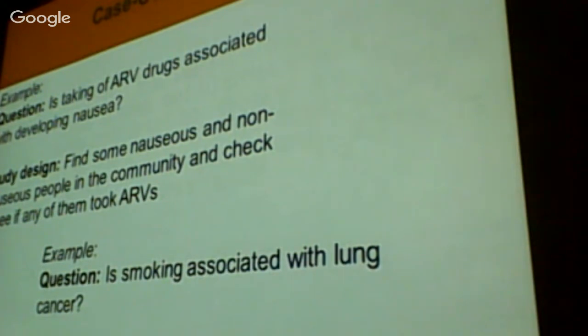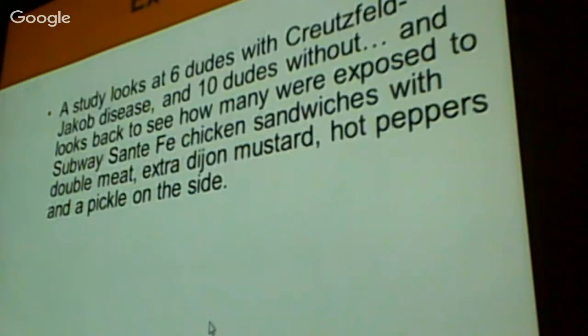How would I do the same question using a cohort design? The exposure is the drugs, and the outcome is nausea. Exactly. So I find some people who took the drugs, find some people who didn't take the drugs, and I find out which ones become nauseous. And that's easy to do. I just go to an AIDS clinic and find some people on the drugs. The smoking example I've given you already.